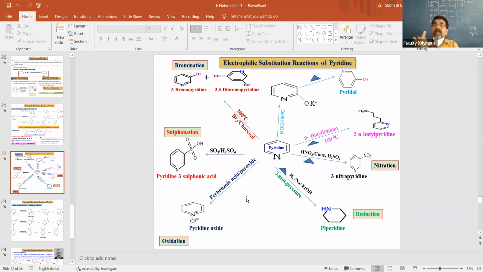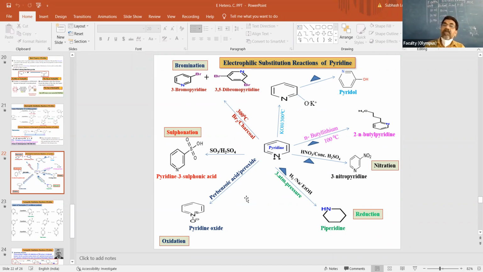Then another one: with perbenzoic acid you can obtain pyridine N-oxide, and in the presence of hydrogen and sodium ethoxide you will obtain piperidine. That is called a reduction reaction. In pyridine, all double bonds convert into single bonds, and hydrogen attaches to the nitrogen atom.